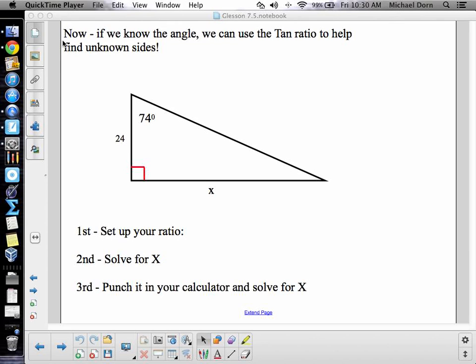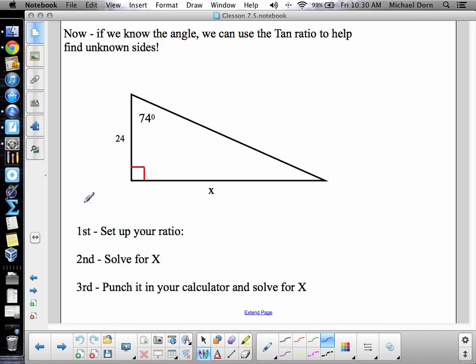So anyway, just finishing up what we didn't get a chance to talk about yesterday, and that is using tangent ratio to solve for an unknown side. And basically, again, what this comes down to is setting up the tangent ratio.